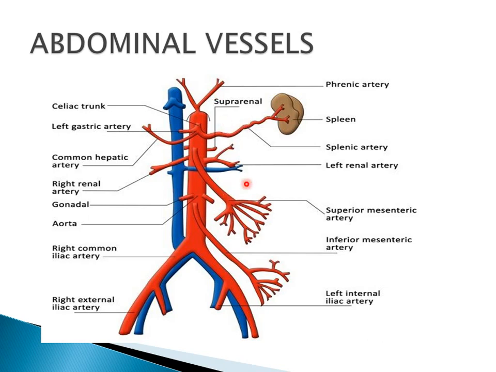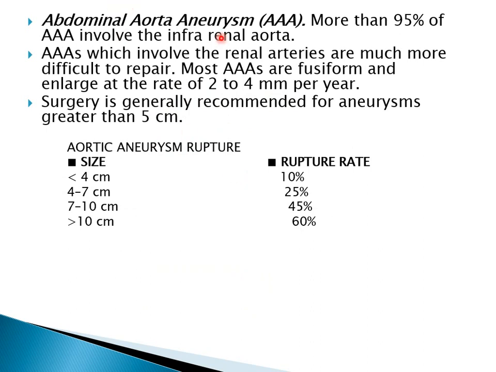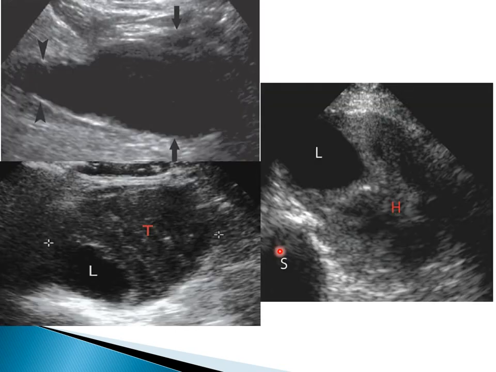Abdominal aorta we will shift this because we all know about the anatomy and the branch. We have abdominal aortic aneurysm, more than 95% of aneurysm of the infrarenal region, and the size 2 to 4 millimeter per year will be increased. According to the rupture, if the size is less than 4, we have 10% chance. 4 to 7 is 25% chance of rupture, and 7 to 10, 45, more than 10 is 60%.